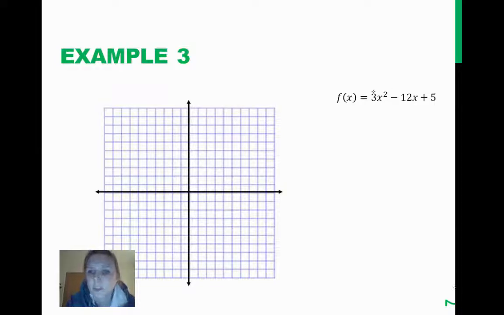Okay, we know that this one is in standard form. Our A value is 3, our B value is -12, and our C value is 5. Because the A value is positive, it's opening up. Let's find our axis of symmetry.